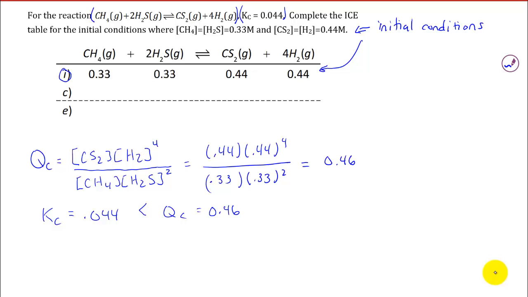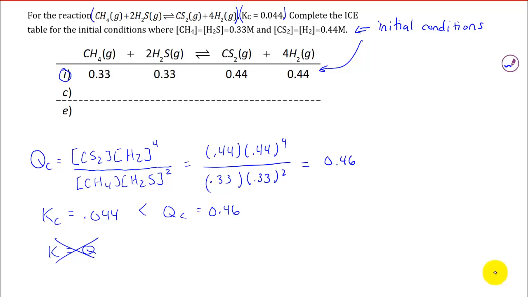So which way will the reaction progress to reach equilibrium? It's currently not at equilibrium, because if it was at equilibrium, we know that Q would be equal to K. That's not the case. Since Q is too large, it needs to get steadily smaller. The reaction is going to move in such a way that Q gets smaller and smaller until Q and K are the same value and we reach equilibrium.